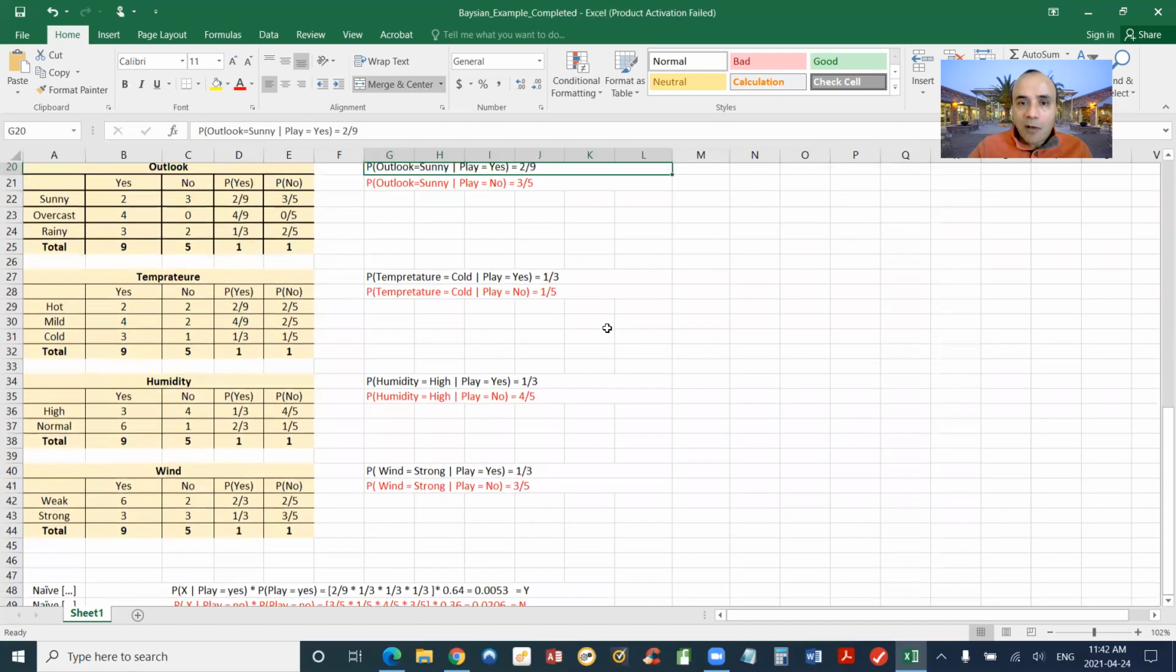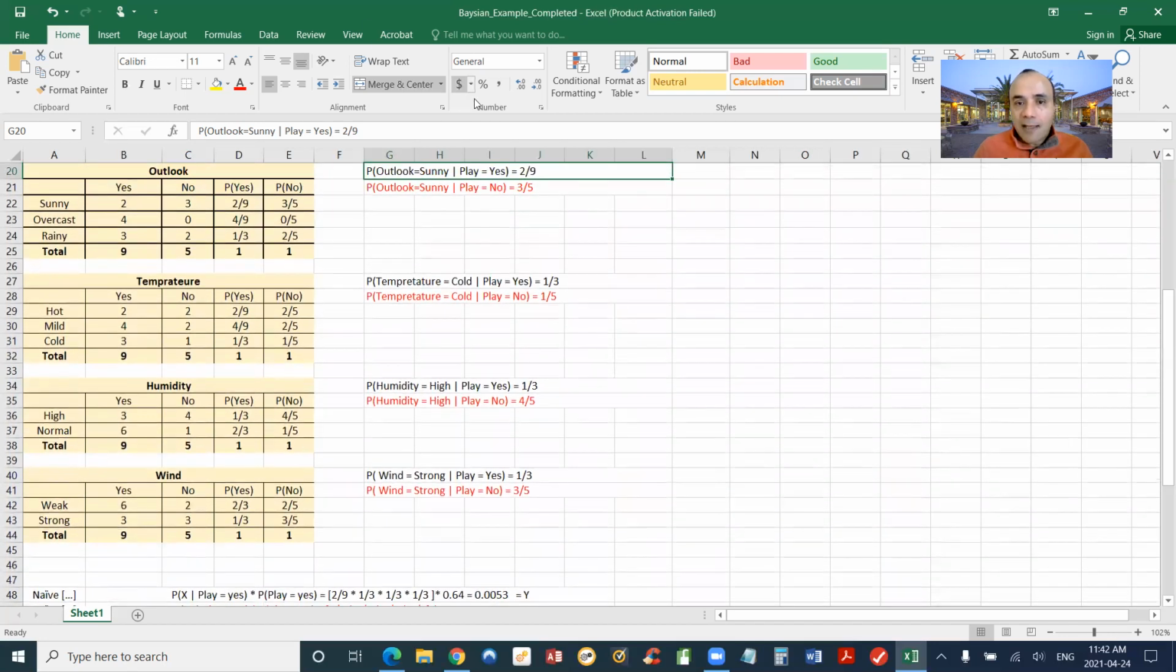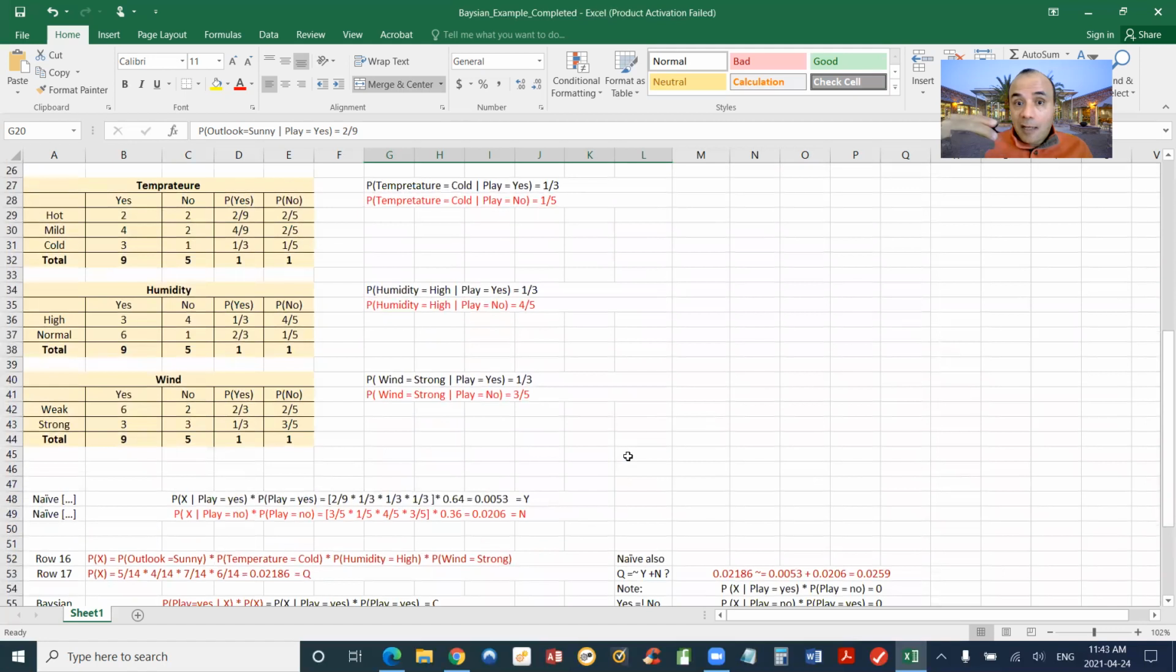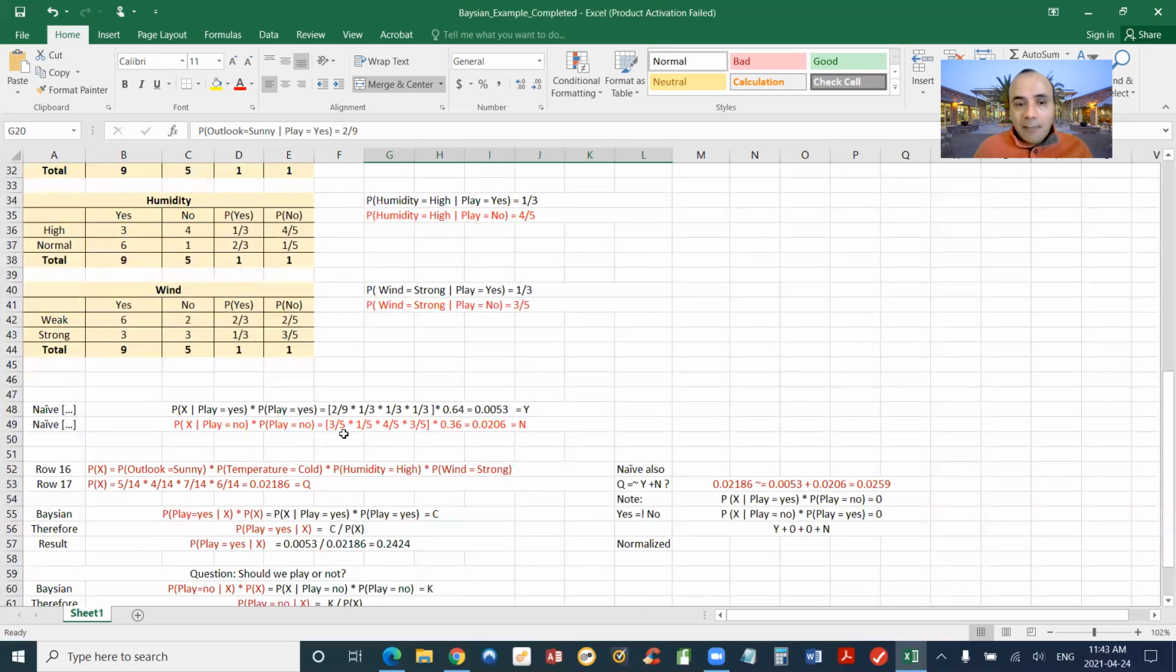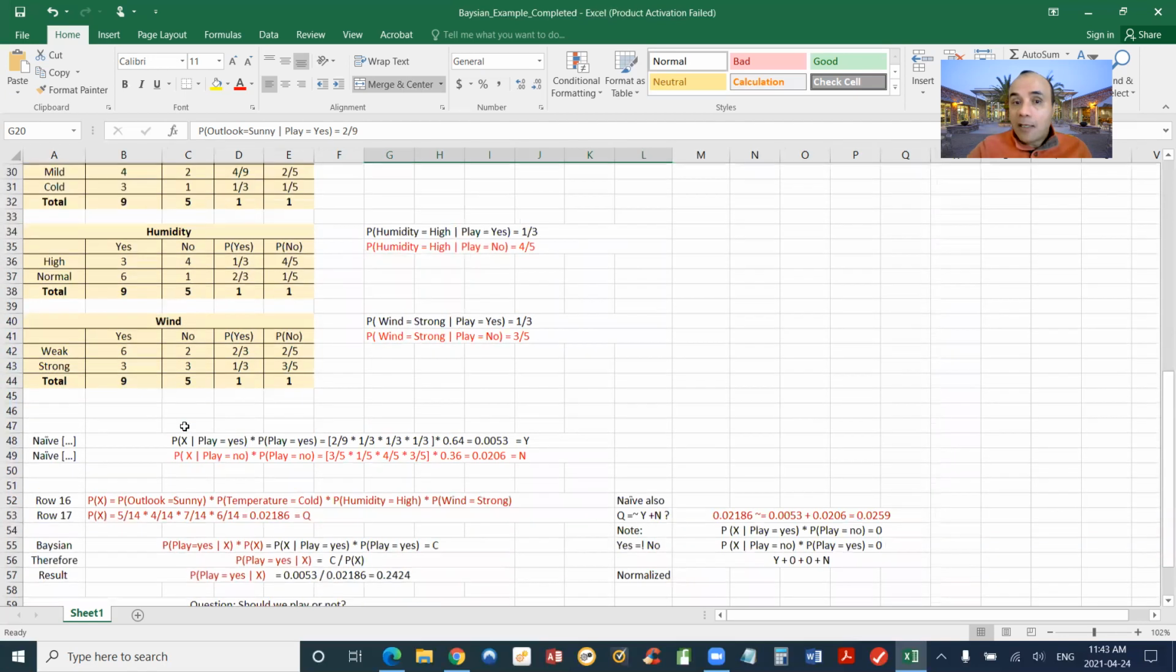Okay, take a look at my black lines. 2 over 9, 1/3, 1/3, 1/3. I assume that they are independent. The fact that it is, for example, cold doesn't mean that the humidity is high. They are independent, right? With that in mind, and then play yes is 0.64. And then I got the yeses. One side of the equation, I found it. You could potentially do the other side. You could say play no, and then what's the probability that it is play no and the event X happening? What's the event X?